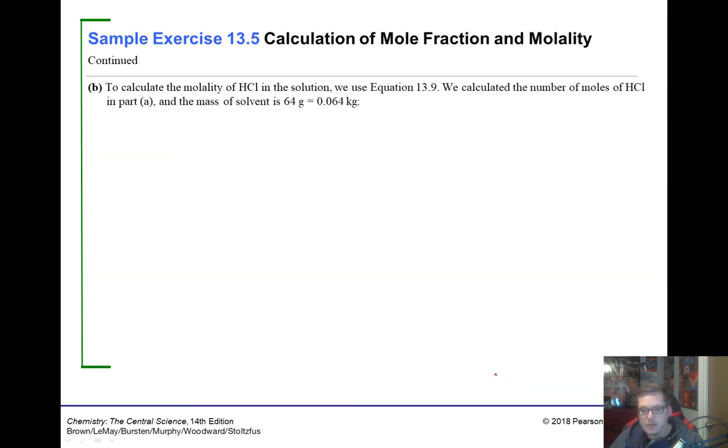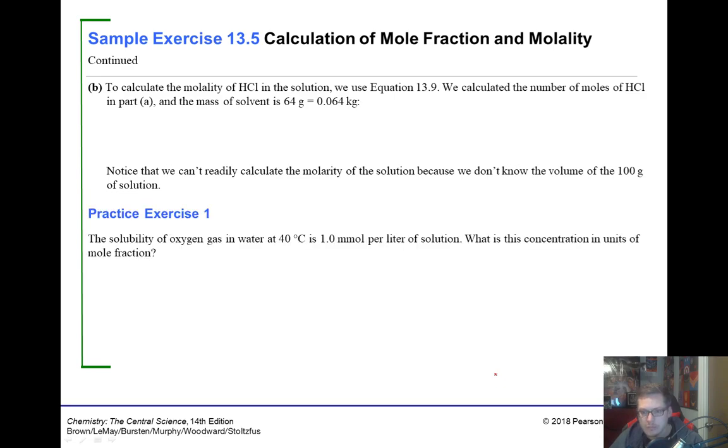All right. Let's try one that's a little harder here. It says the solubility of oxygen gas in water at 40 degrees Celsius is 1 millimole per liter of solution. What is this concentration in units of mole fraction? So millimole per liter. Well, this is really close to moles per liter, which is molarity.